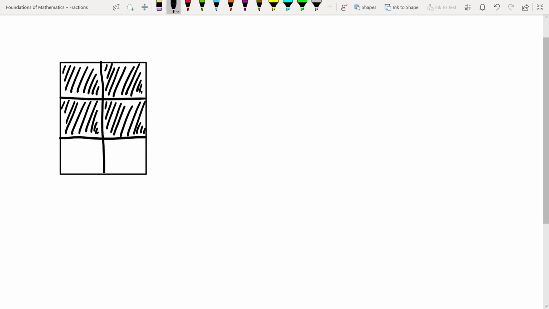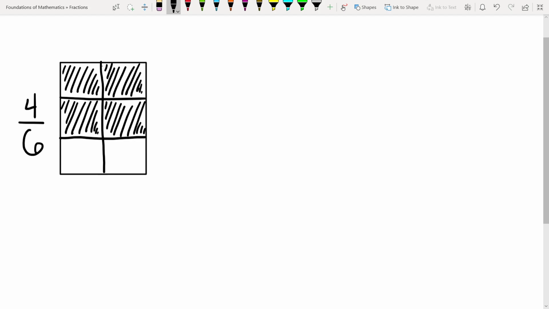What is a portion of a whole? There's a good visual for this. Here I have a box. Well, I have 6 boxes and 4 of them are shaded in. So this is actually 4 boxes out of 6 boxes, meaning this is actually the fraction 4/6.